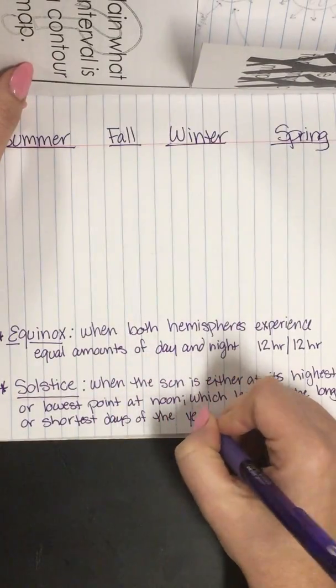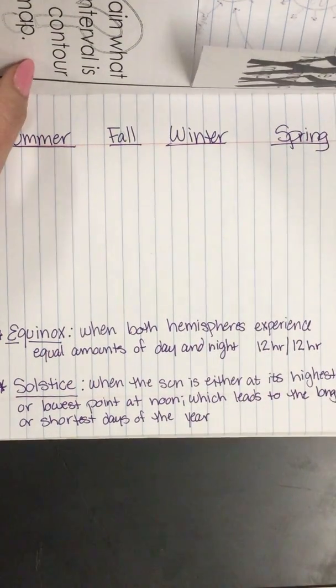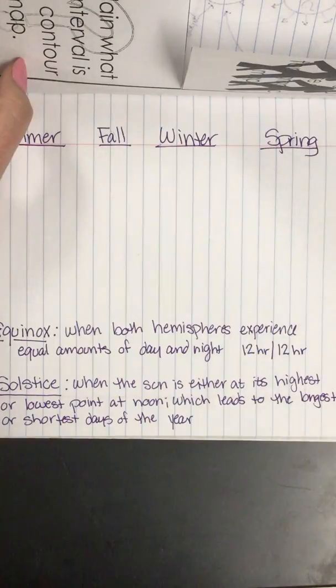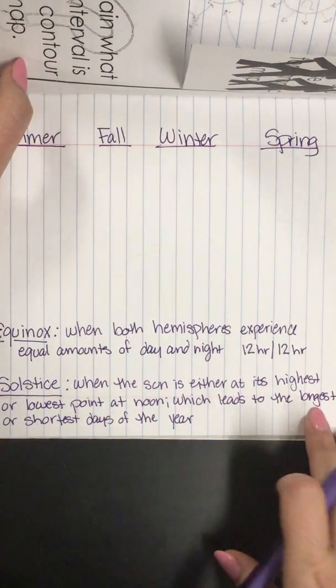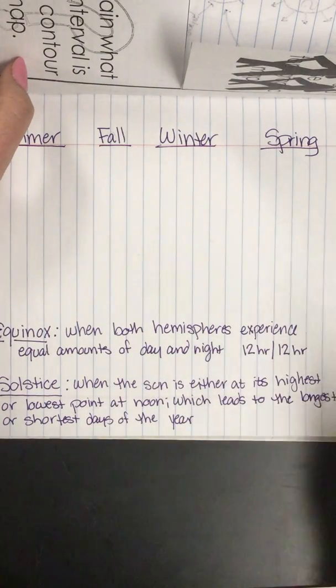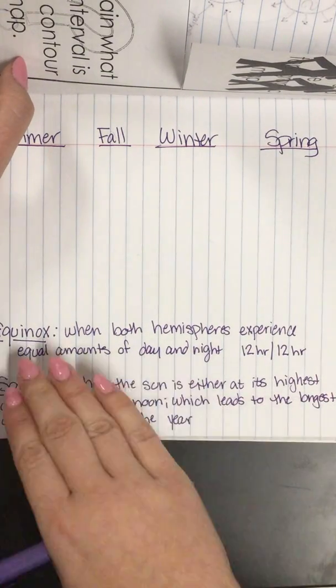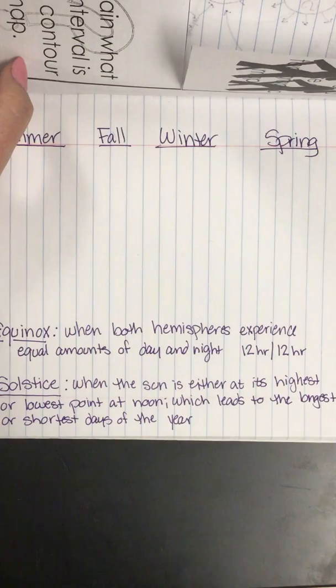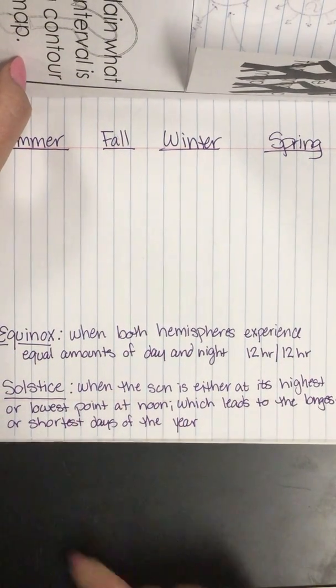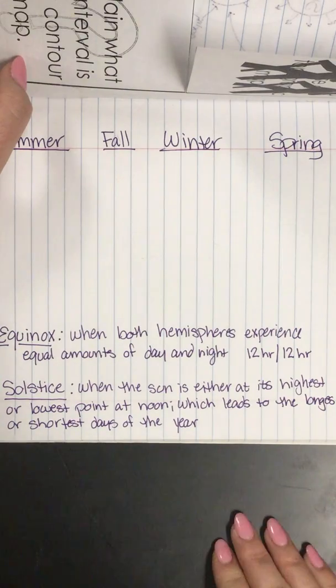Now, whenever we say the longest or shortest days of the year, please keep in mind we still have 24 hours every single day. Okay, the length of our day doesn't actually change. So when we're talking longest or shortest day of the year, what we mean is how much sunlight do we get. The longest day of the year, on that solstice, we get the most sunlight that day that we will out of the entire year. And the shortest day of the year means we get the least amount of sunlight on any day that whole year.